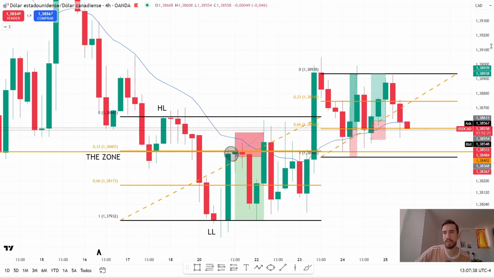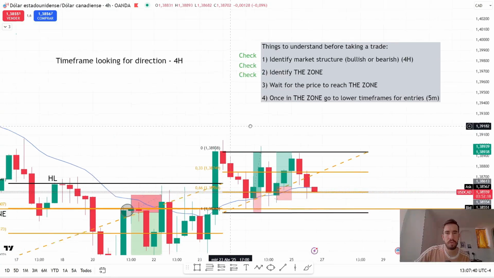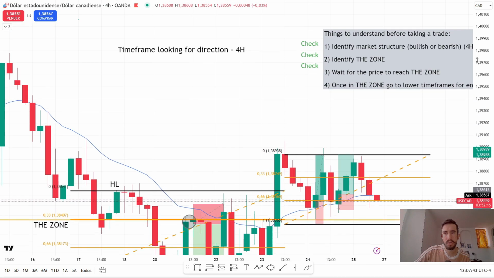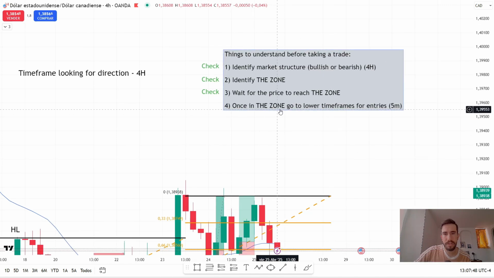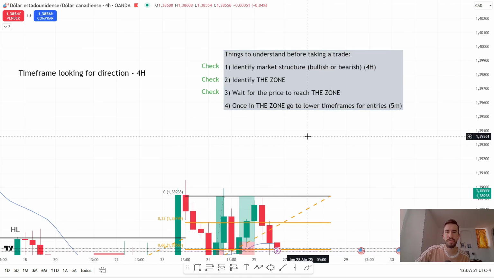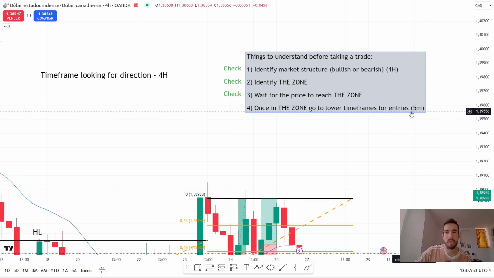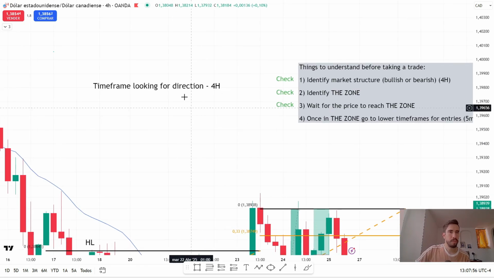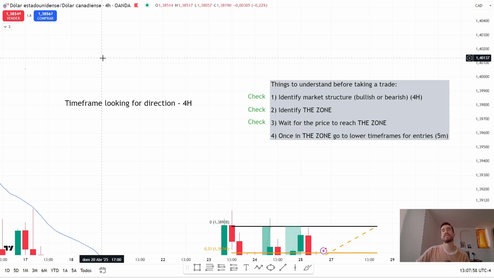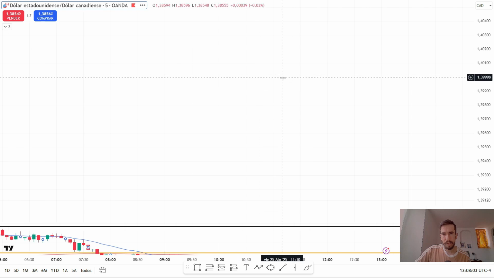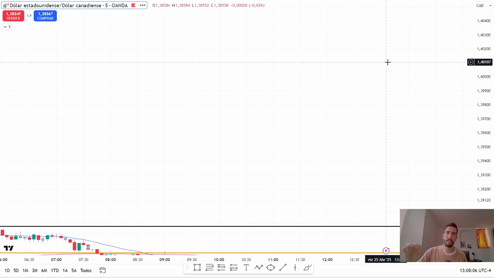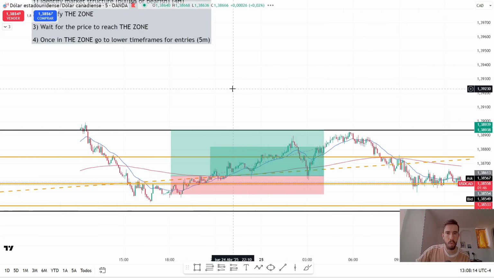Once it touches the zone, what we do is reduce our time frame to look for the entry. Remember the 4 point: once in the zone, go to lower time frames for entries. In this case, we are going to go for the 5 minutes time frame. That's the time frame that I use most of the time to identify a possible entry. Remember, a possible entry, not a guaranteed entry. I will explain now why.